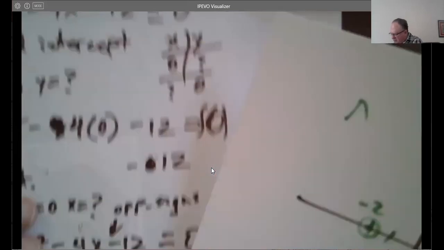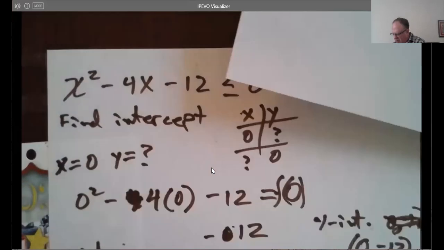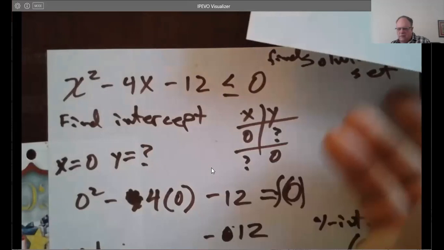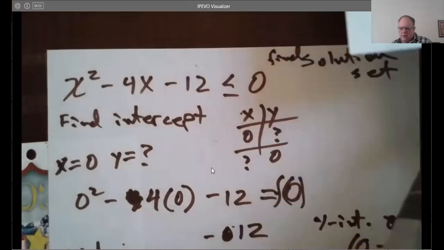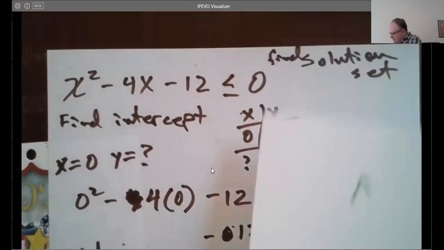Okay, now in this PowerPoint slide, they didn't ask for this, but they went ahead and found the vertex and the axis of symmetry. Now, if we get cut off, use the second Zoom link to come back on. All right.